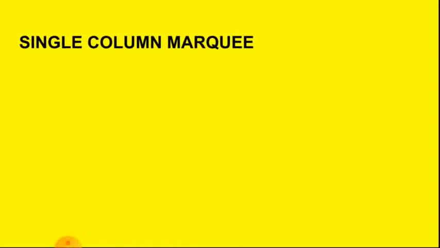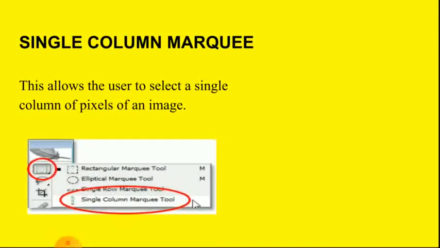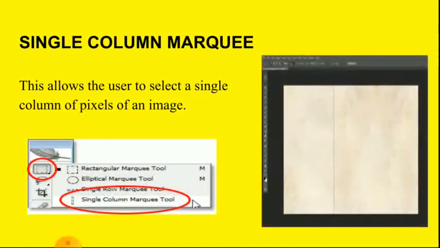Single column marquee. This allows the user to select a single column of pixels of an image. Can you see a line with dotted column? That is single column marquee.